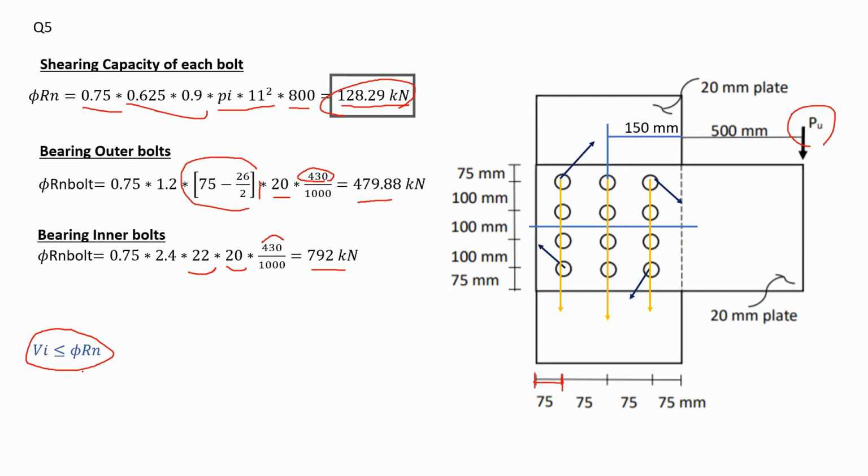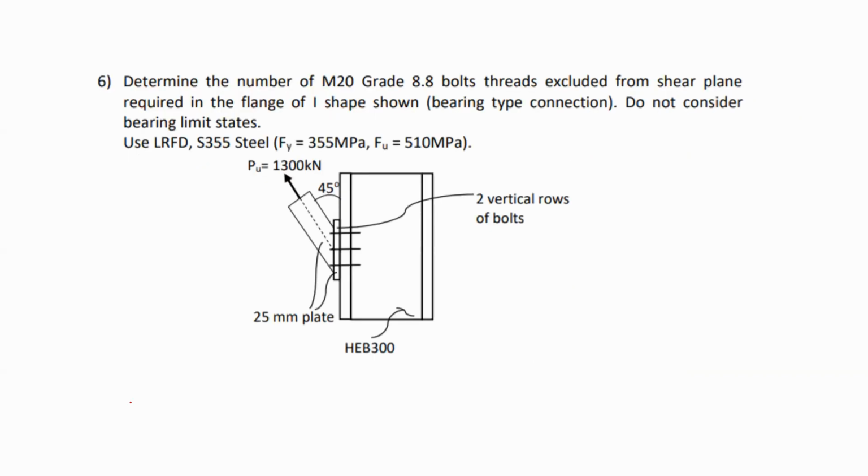Since I have VI and I have phi Rn, there's my equation, 0.6 PU should be less than or equal to the capacity of one bolt. And expand this equation, and from here you can find your ultimate load that you can apply, 214 kilonewtons. Okay, do we have any questions here, guys? Okay, I think we can proceed to the, yes.